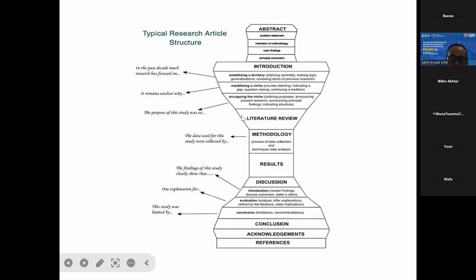So there are many topics or many focuses that we can take to study research articles. So why research articles? Because research articles are the most productive language product in the academic atmosphere.